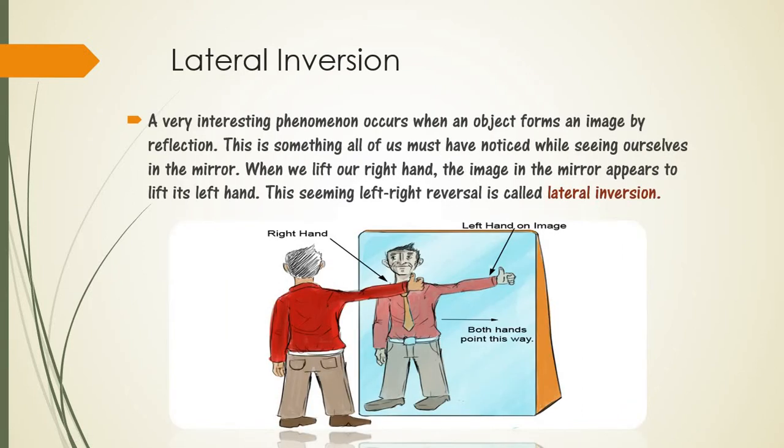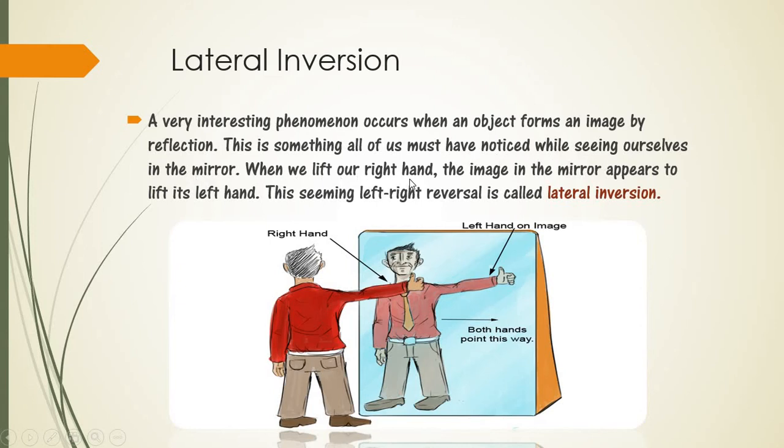Now whenever we see our image in a mirror, a very interesting phenomenon occurs. Let us see what that is. That is lateral inversion. So a very interesting phenomenon occurs when the object forms an image by reflection. This is something all of us must have noticed by seeing ourselves in the mirror.